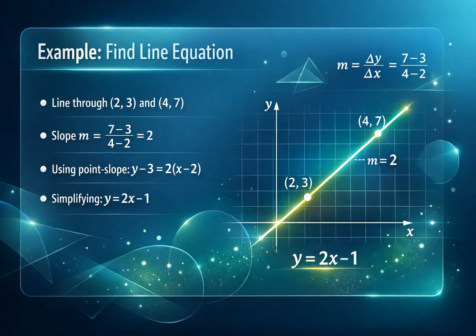Let's find the equation of a line through (2, 3) and (4, 7). First, calculate the slope. m equals (7 minus 3) over (4 minus 2) equals 4 over 2 equals 2. Using point-slope form with point (2, 3), y minus 3 equals 2 times (x minus 2). Simplifying, y equals 2x minus 1.